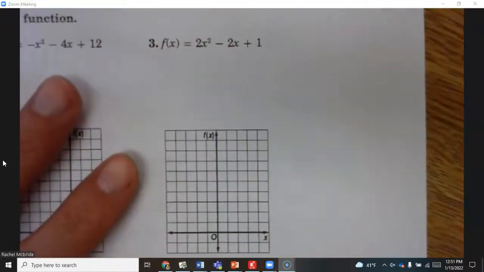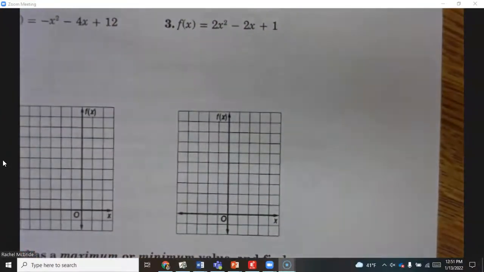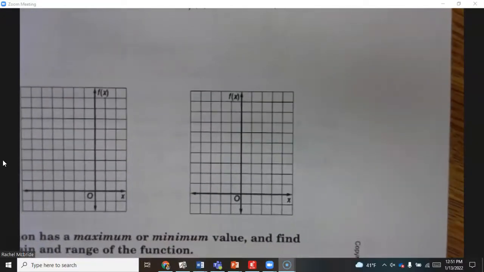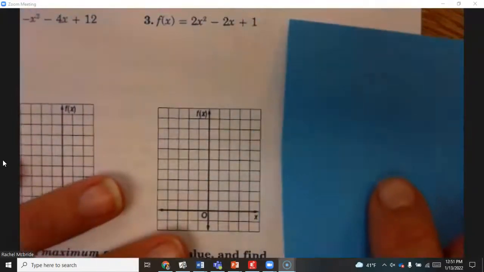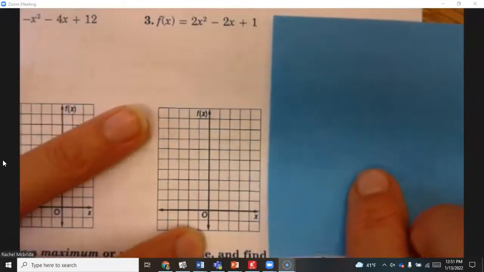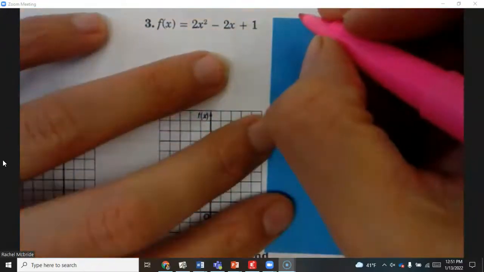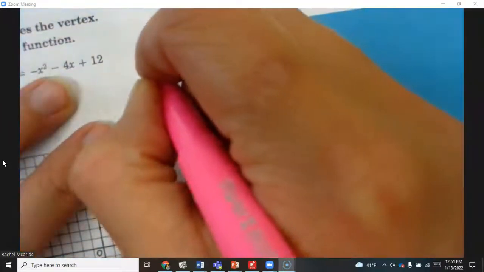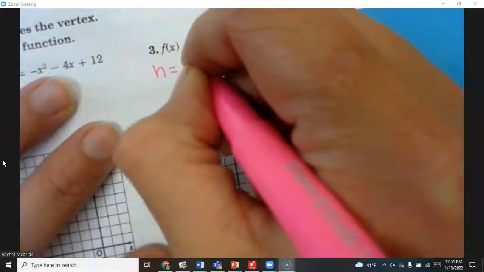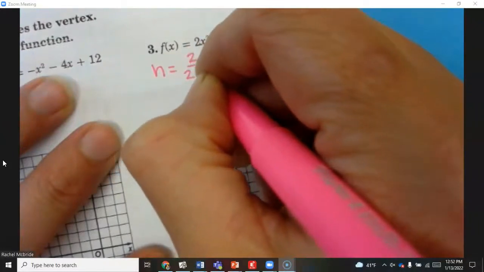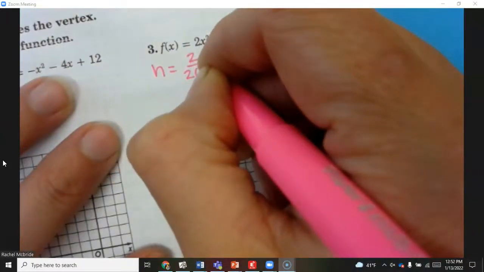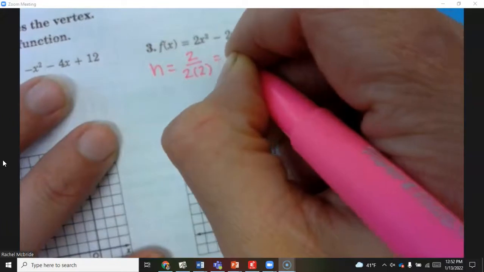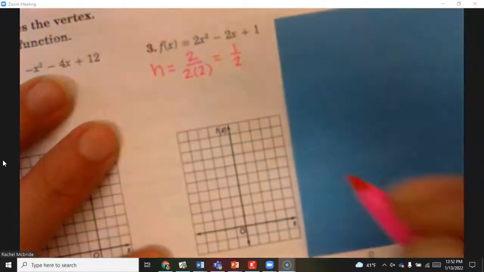Okay, if we look at number 3, because again, I know we don't like fractions, number 3 should give me a vertex that involves a fraction. So we'll get another fraction practice in there. So my h value is -b divided by 2a. So that gives me 2 over 4. Which gives me 1/2.